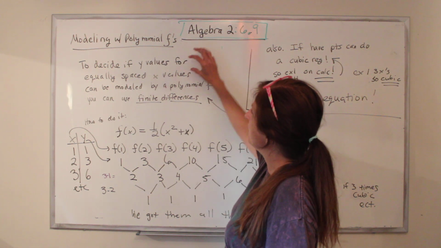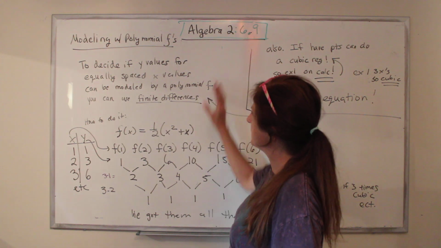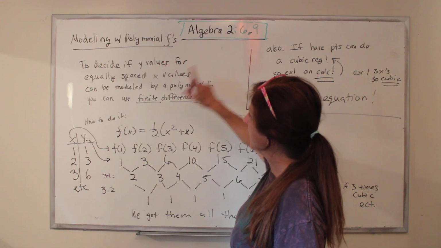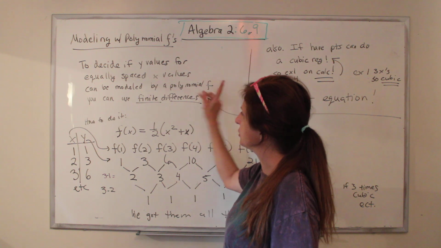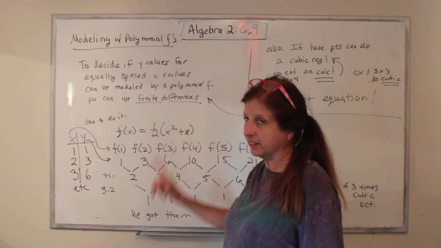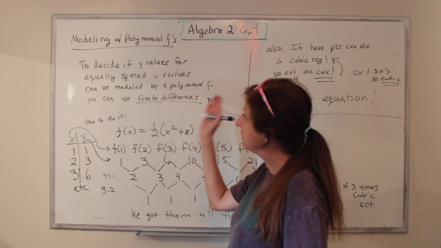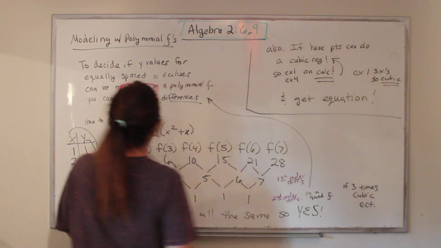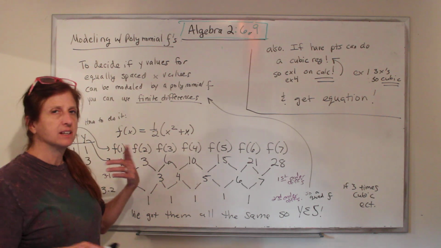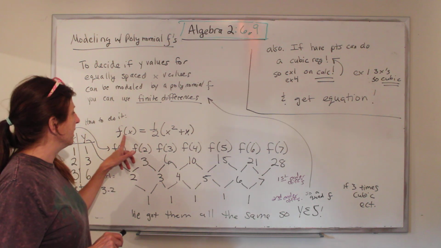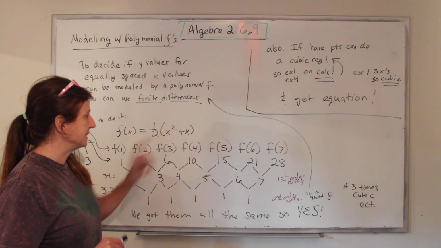What you're trying to decide is, it says, if y values for equally spaced x values can be modeled by a polynomial function, you can use finite differences. So what we're looking for is a pattern, because we have evenly spaced values, and this is how you do it. Here is my equation, and I changed it to x's from n's because we're more familiar with that. So my equation, y or f of x equals 1/2 times x squared plus x.